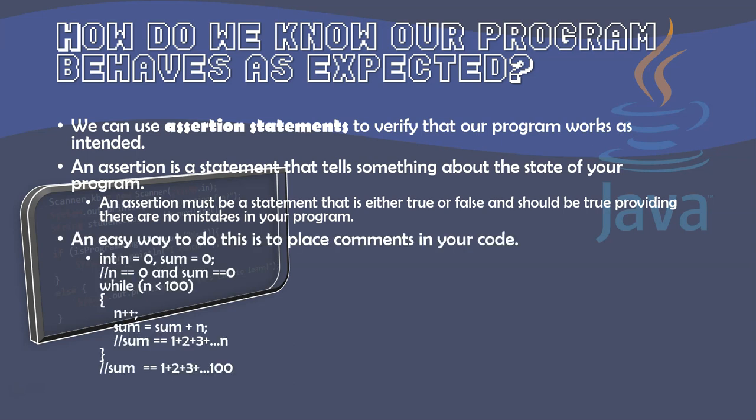An easy way, of course, that we can do this just to start is by using comments within our code. So for example, I have some sample code here. If n is 0 and sum is 0, I'm going to say, well, I want to verify that n equals 0 and sum equals 0. While n is less than 100, we're going to increment n and add it to sum. It's going to go 1, 2, 3 all the way up to n. And by the end of that loop, we could have, for example, a print line statement that would output sum.